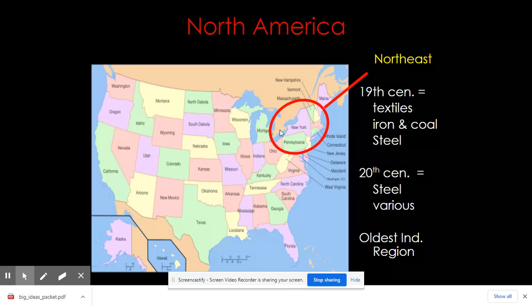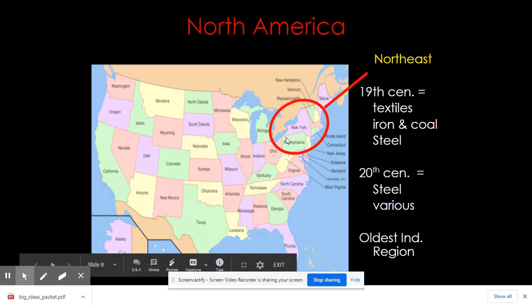We also, though, recognized that we had a lot of iron ore and coal, and so you need iron ore to make steel. So this is also where we started to create heavy manufacturing. So in the 20th century, it's been very steel focused. This is our oldest industrial region.